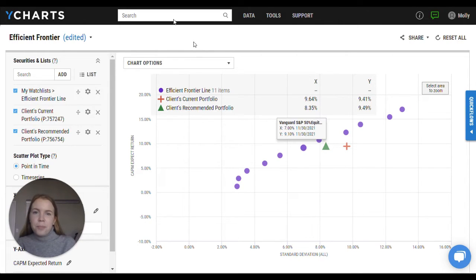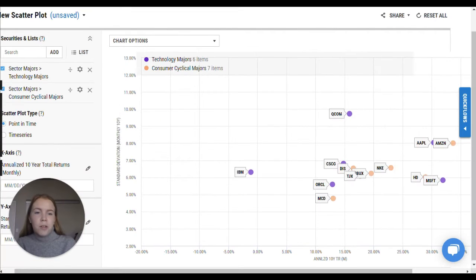The scatter plot can also be used to explore risk and return differences across groups of securities. Here I've brought in the major tech companies versus the major consumer discretionary companies in terms of standard deviation and total return over the last 10 years. During this 10-year period, we can see that Qualcomm bore more risk and experienced fewer returns than Microsoft did. This is great for honing in on securities that might be a good fit for your portfolio's makeup.